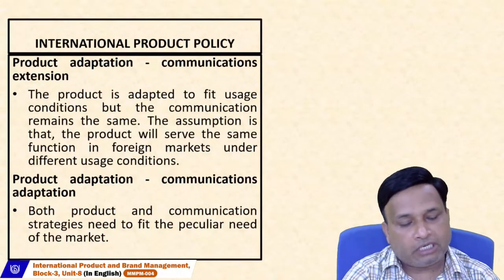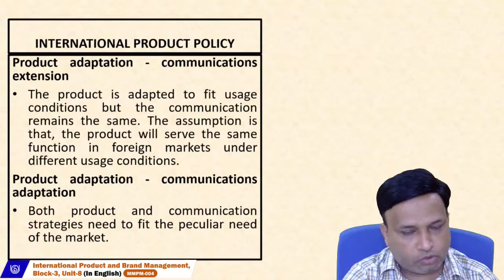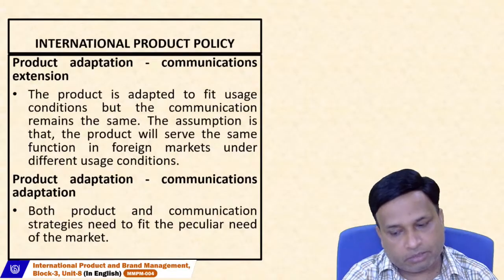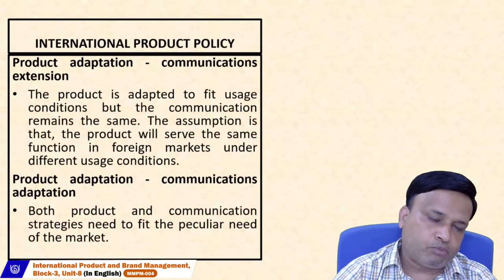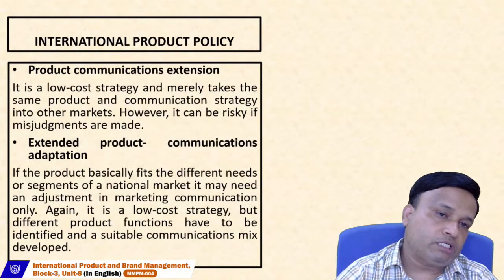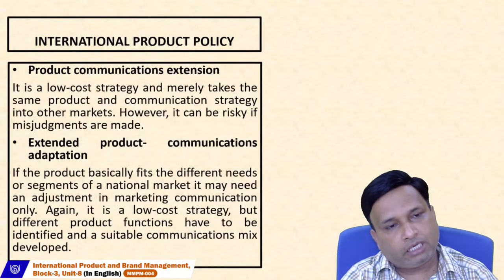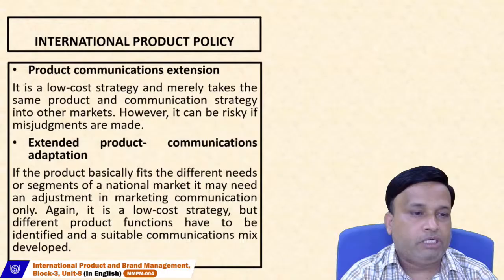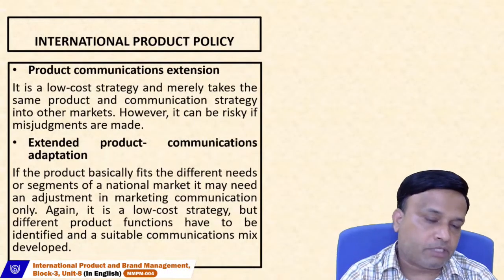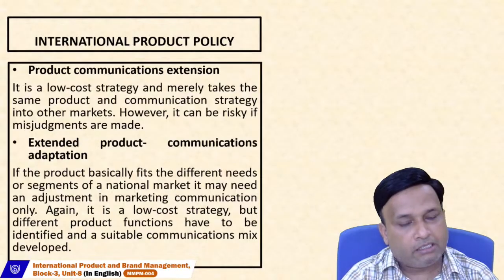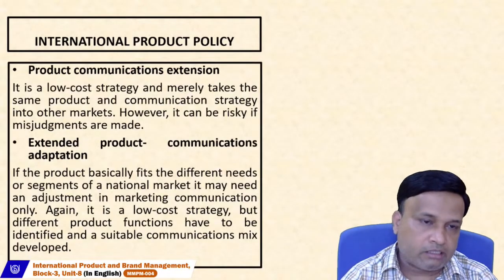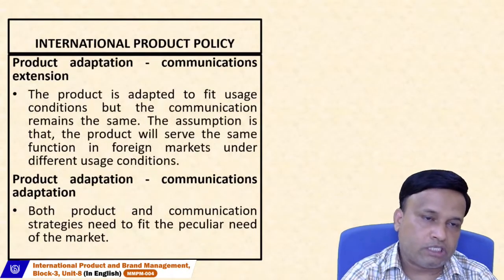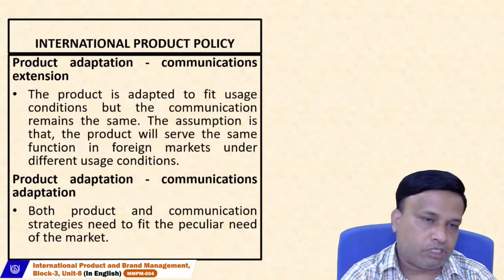So your adaptation process is not limited to product only or communication only. It includes both product adaptation and communication adaptation. That is why we have four policies. One is product and communication extension, where you are extending both. Then you extend the product and change the communication. In the next case you are changing the product adaptation and extending the communication, and the last one is changing both product adaptation and communication adaptation.